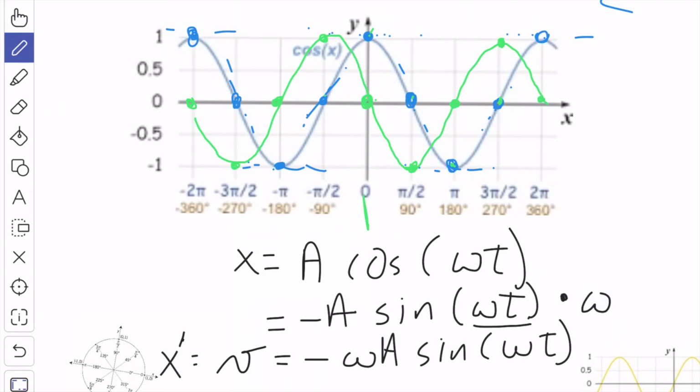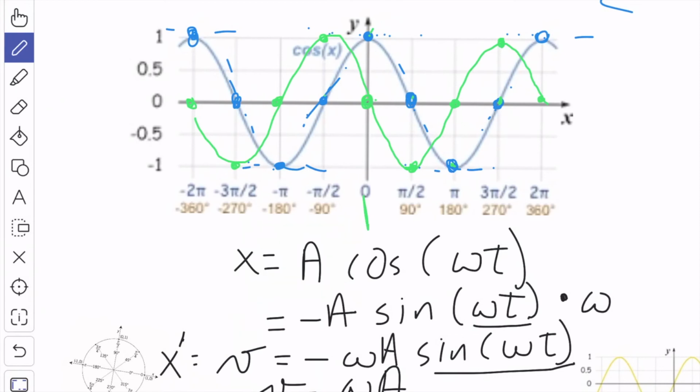If we hit the maximum when sine of omega t is at its maximum, the maximum this would be is 1. That means the maximum speed would be omega a. Notice I said speed, not velocity, because the direction is going to change back and forth, so the velocity is constantly going to change between positive and negative. So that's how we get to velocity.